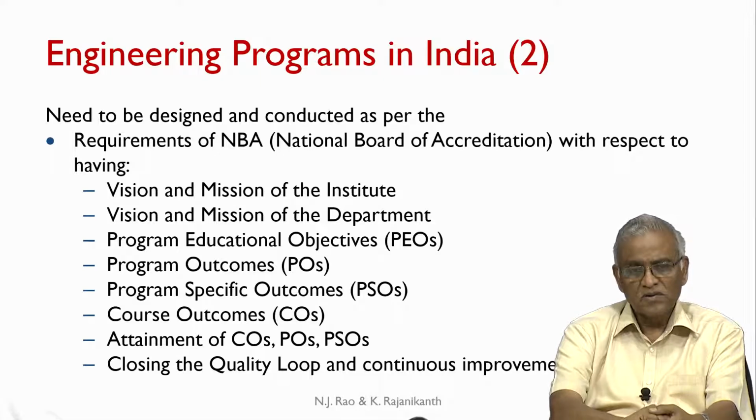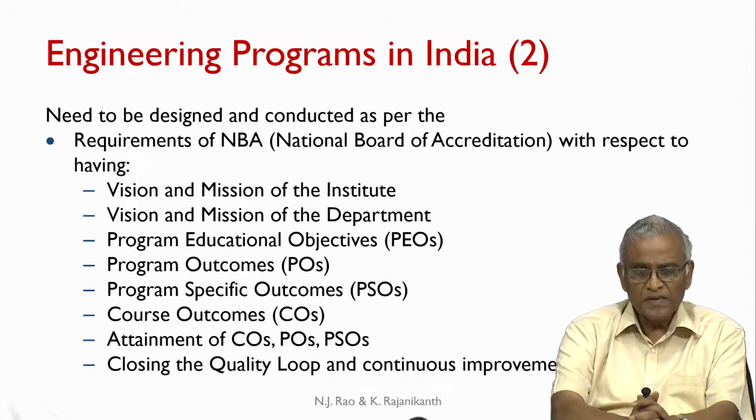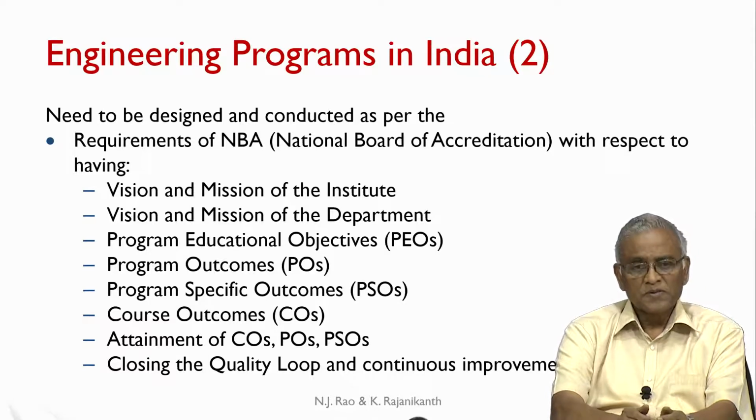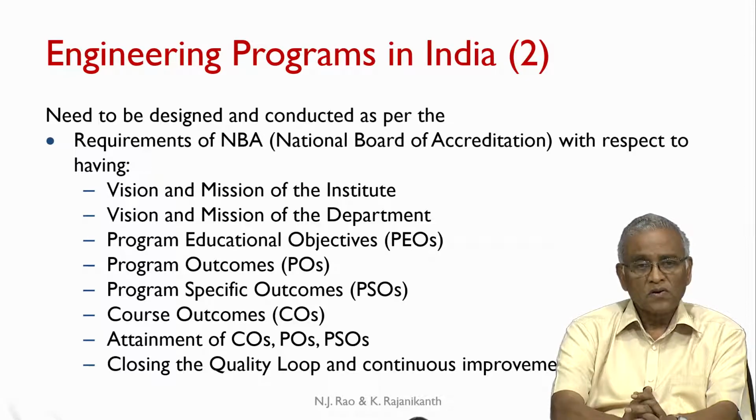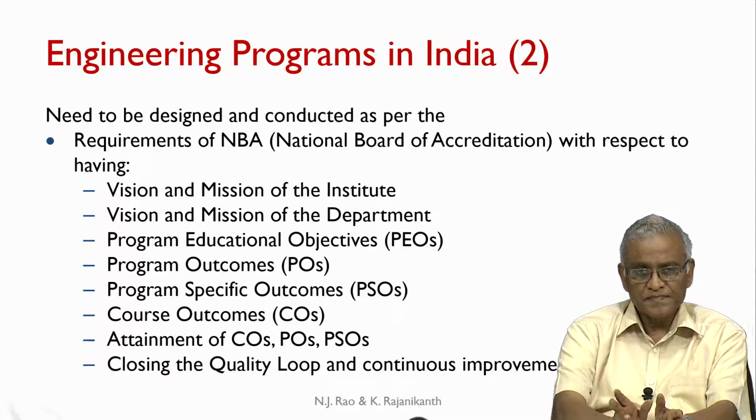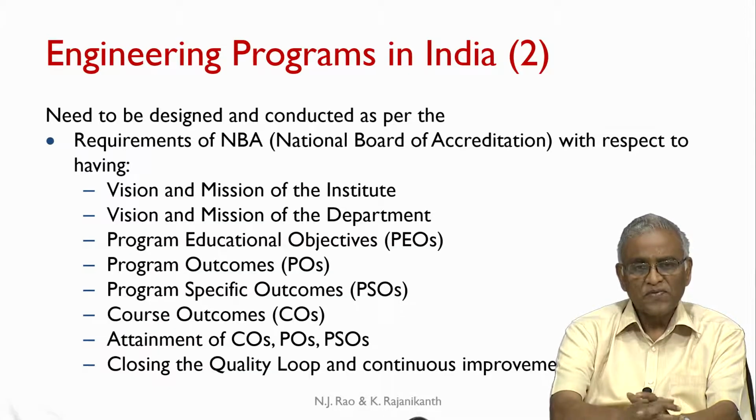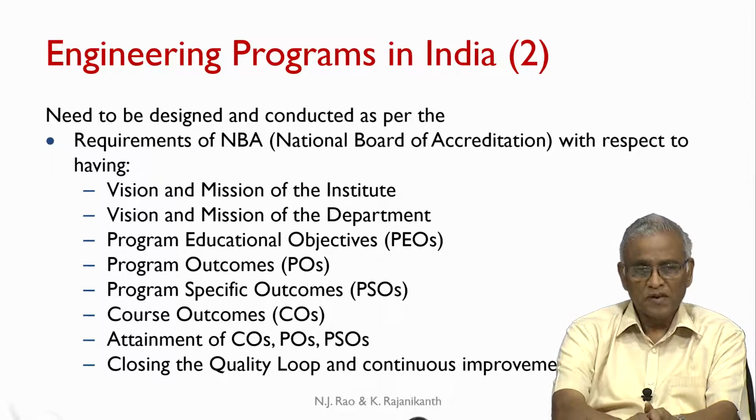They have to write the vision and mission of the institute, vision and mission of the department, program educational objectives, program outcomes, program specific outcomes, course outcomes, and how you attain the COs, POs and PSOs, and generally closing the quality loop and ensuring that you are trying to improve continuously. So these are all the aspects of NBA accreditation as far as designing and conducting a course. This is what one should be familiar with.